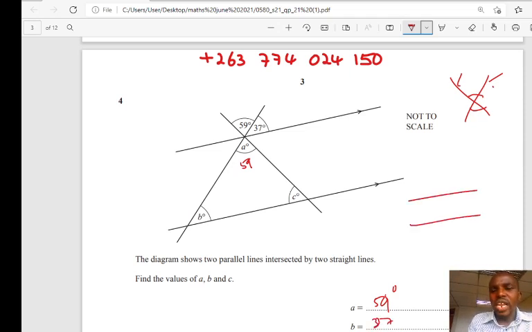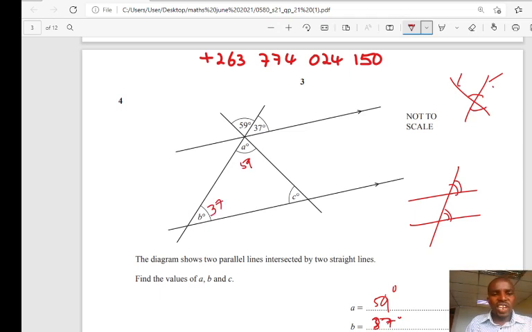Corresponding angles are angles like this. There's an angle outside and an angle inside. Those are called corresponding angles, they are the same. Which means B is equal to 37 degrees. Then done, this one will be 37.